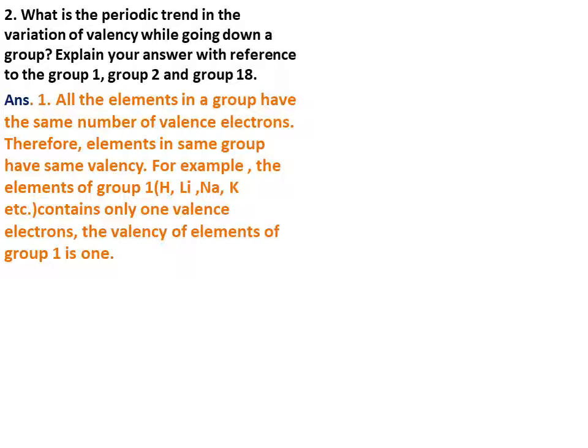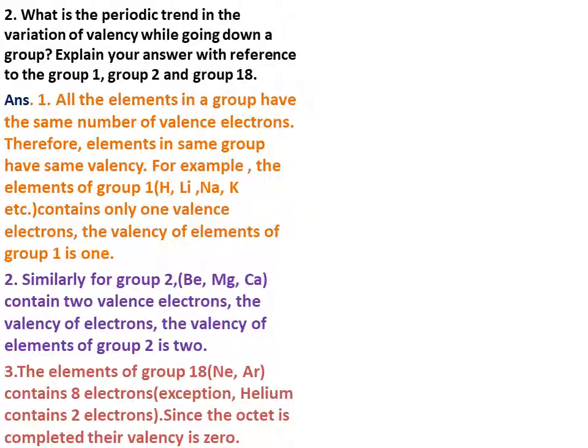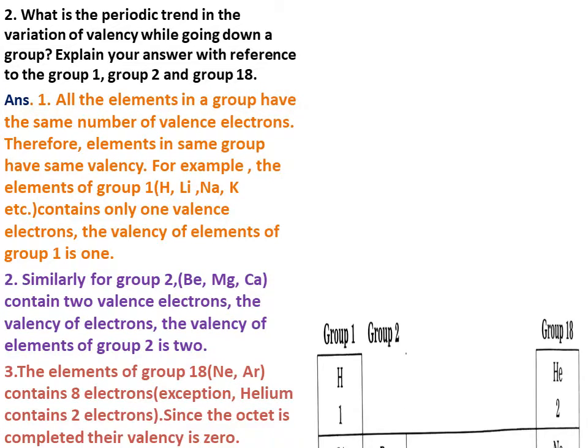For example, the elements of group 1, hydrogen, lithium, sodium, potassium, etc., contain only one valence electron. The valency of elements of group 1 is 1. Similarly, for group 2, beryllium, magnesium, calcium contain two valence electrons in their valence shell. The valency of elements of group 2 is 2. The elements of group 18, neon and argon, contain 8 electrons. The exception is helium, which contains 2 electrons. Since the octet is completed, their valency is 0.